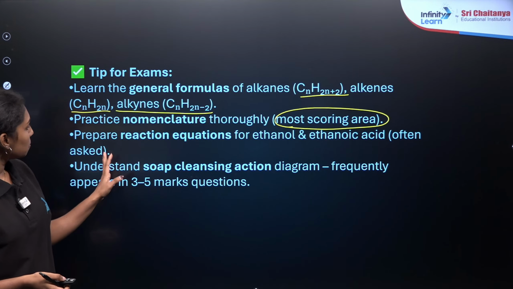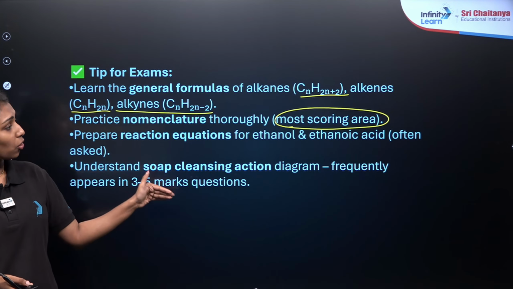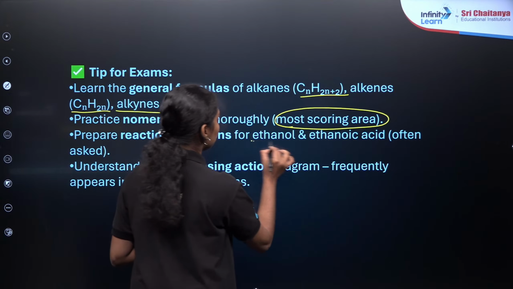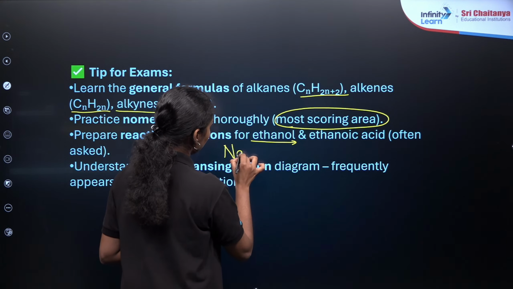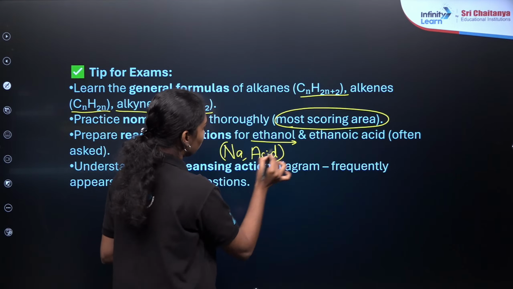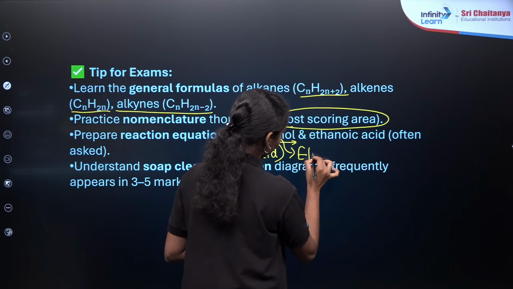Then the next part is to prepare reaction equations for ethanol and ethanoic acid, which are often asked. Like the reactions of ethanol with sodium and acid, right? Sodium and acid. Then the conversion of ethanol to ethanoic acid.